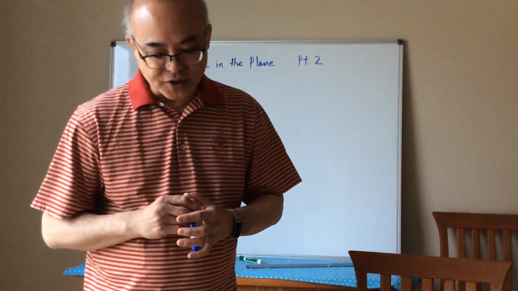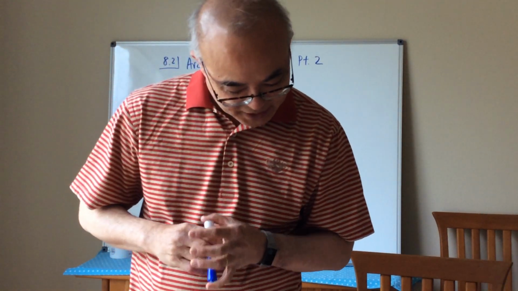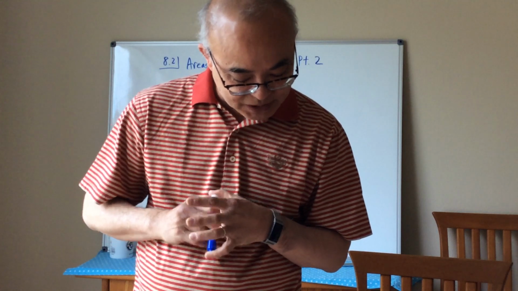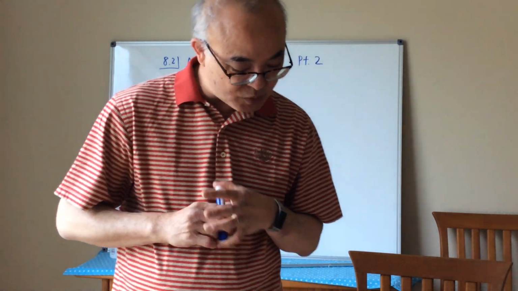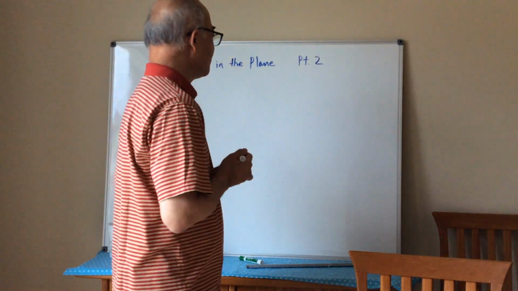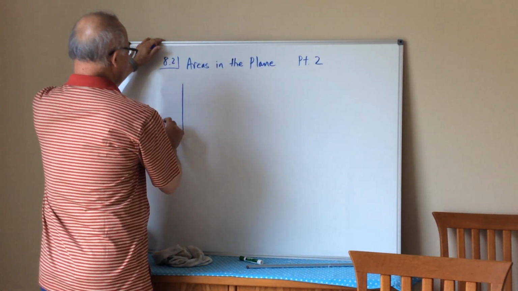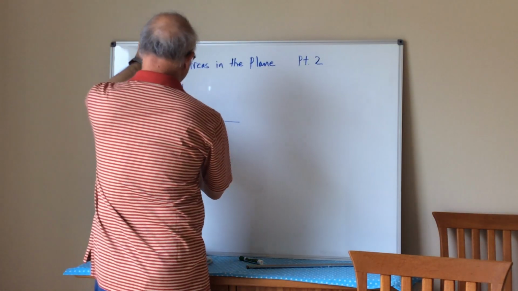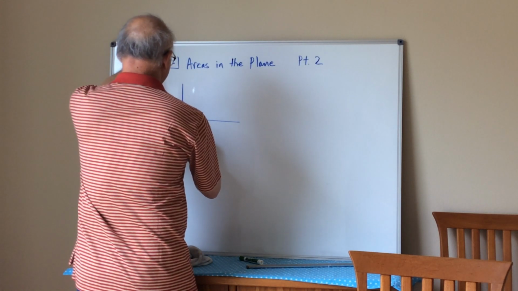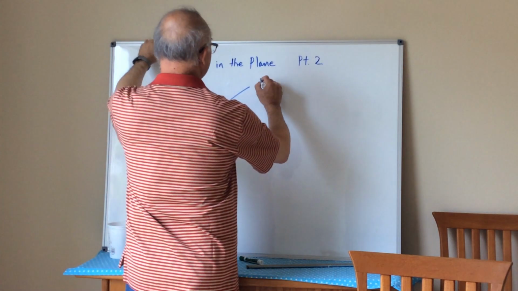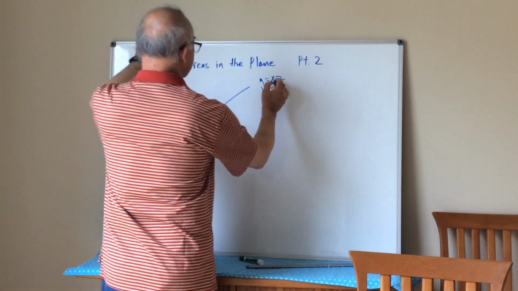So we're going to go ahead and finish off 8.2 today. Let's jump right into example number 5, integrating with respect to y. So we're going to learn something new. In other words, we're going to do the same question that we had before, where y is equal to x minus 2.